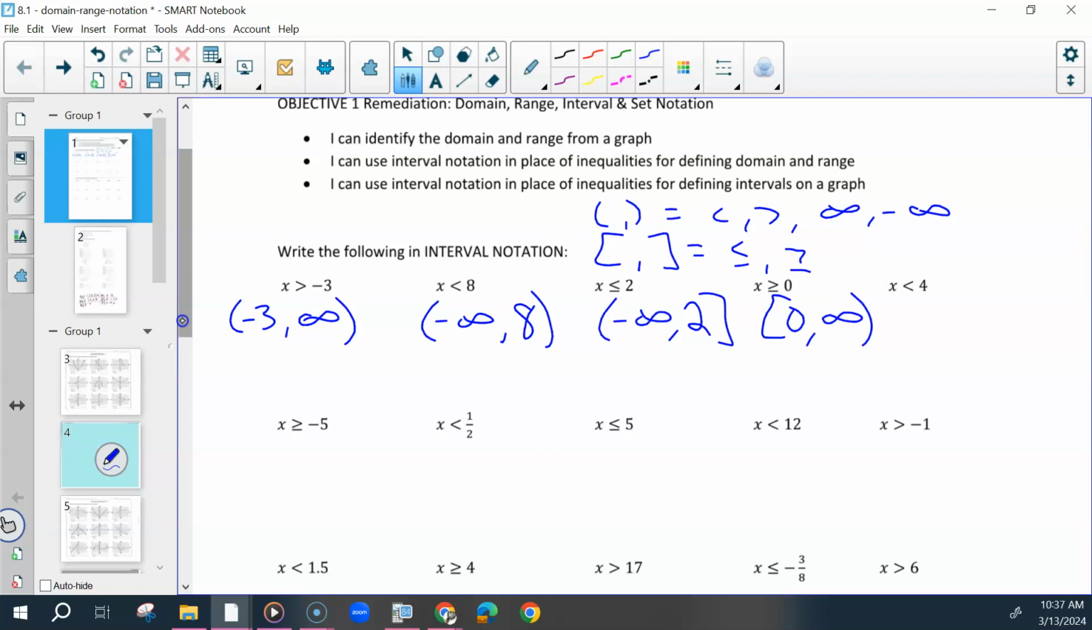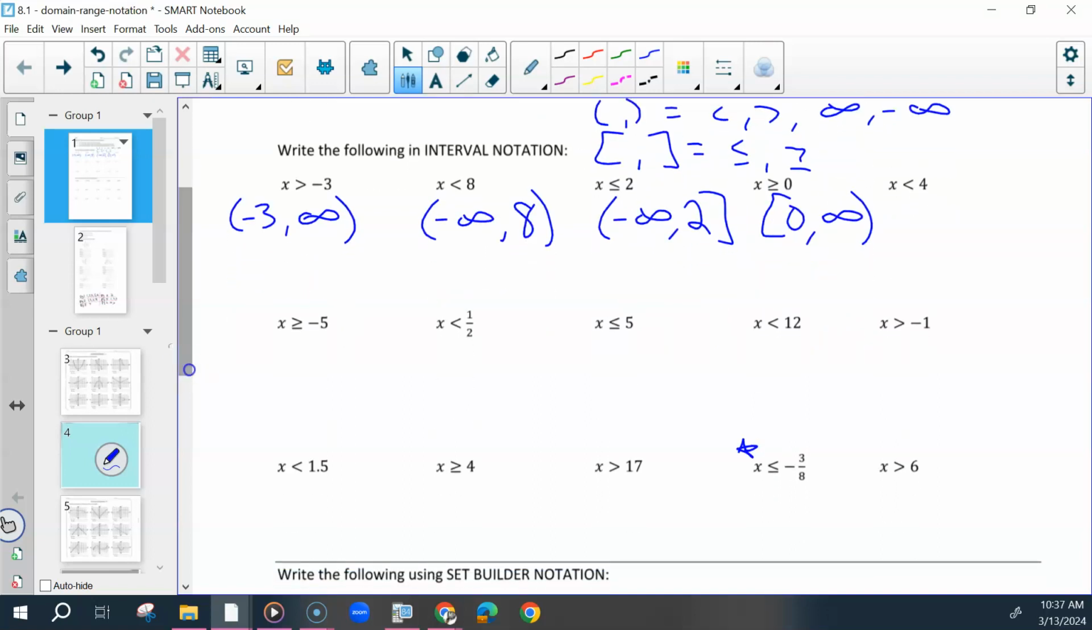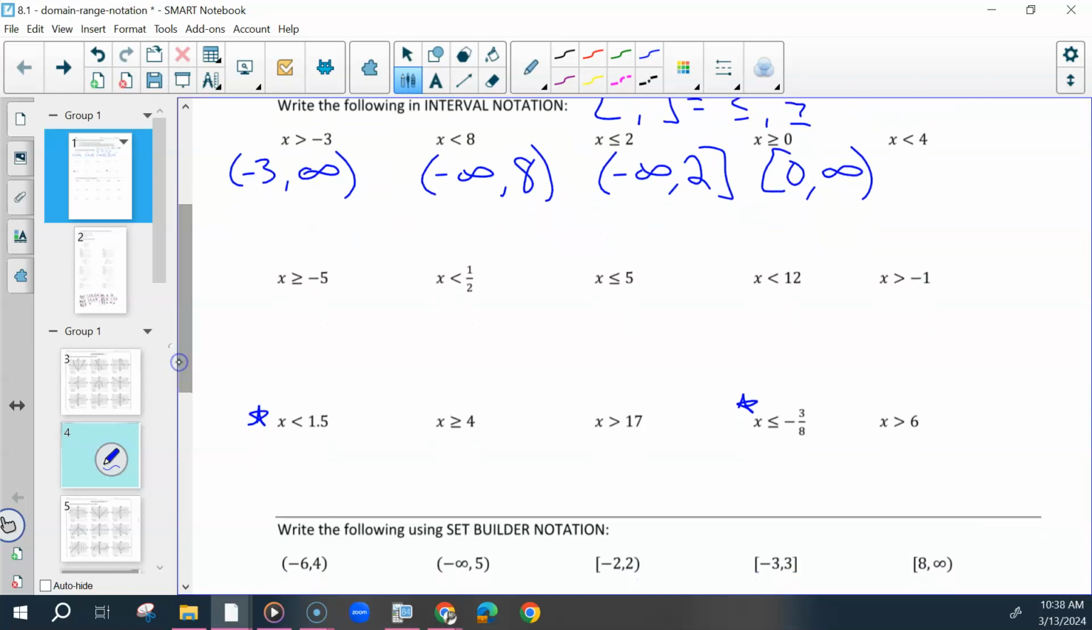Which one? 3/8. Okay. Any others in this? Oh, this one. Okay. Those work the same way. You just write them as decimals or fractions instead. So this is x is less than 1.5. Where does that start? That's where it would end.